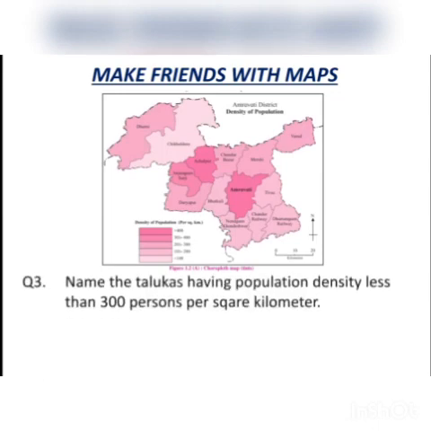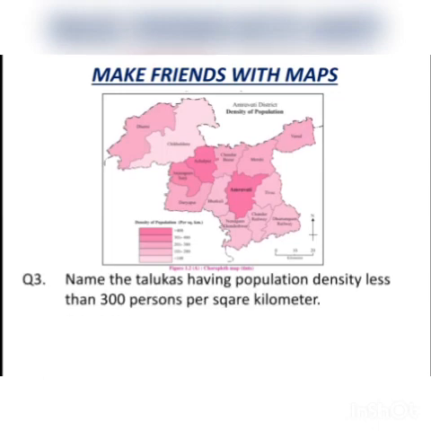Next question here is, name the talukas having population density less than 300 persons per square kilometer. Now, if you see the less than 300 persons per square kilometer shade, you can see it in many places on the map. Many talukas are included over here. I'll name them one by one.